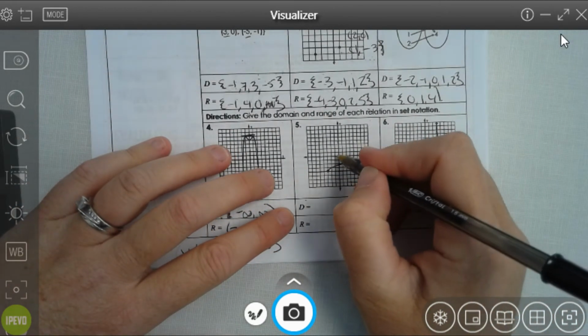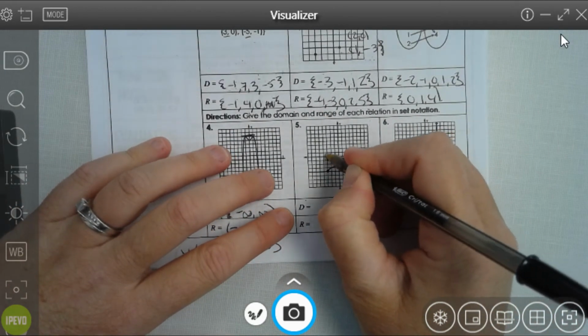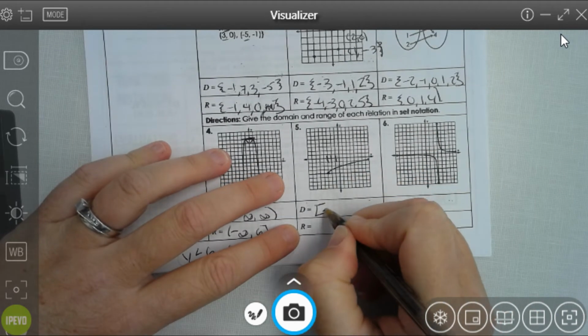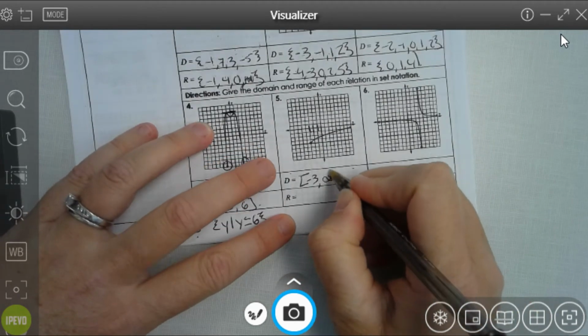For this one right here, our x's start at -3. So we would say it starts at -3 and runs up to infinity.